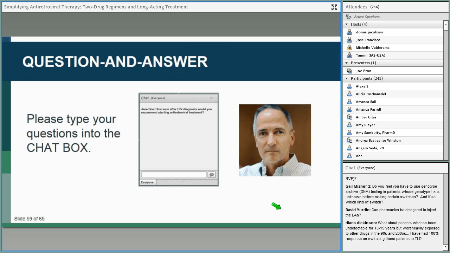Do I feel that you have to use a DNA or archive genotype test in patients whose genotype is unknown before making certain switches? No, I don't feel like you have to. I think if you have a good treatment history, you're in pretty good shape. If you're switching to a second-generation integrase inhibitor like dolutegravir or bictegravir, and they have no history of failure on an integrase, you're in pretty good shape. The problem with the archive genotype is that it's probably helpful if it's positive, but pretty much not helpful if it's negative.